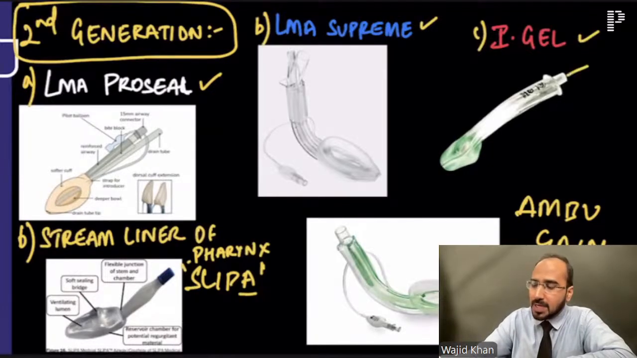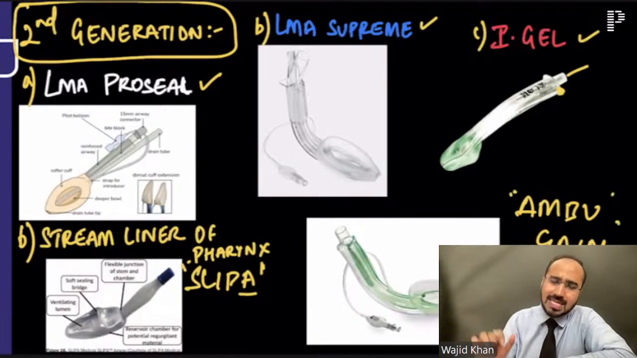There is only one opening. No, one more opening will be here, guys. One more opening will be located here. So iGel is also having two openings. Apart from that, streamliner of pharynx, which is called SLIPA, also comes under second generation, and Ambu Gain LMA. These are all second generation.